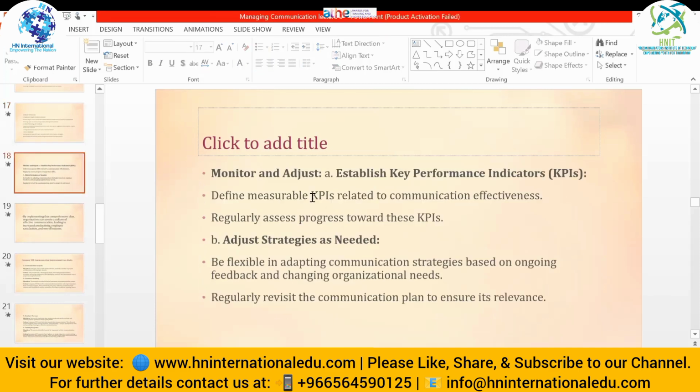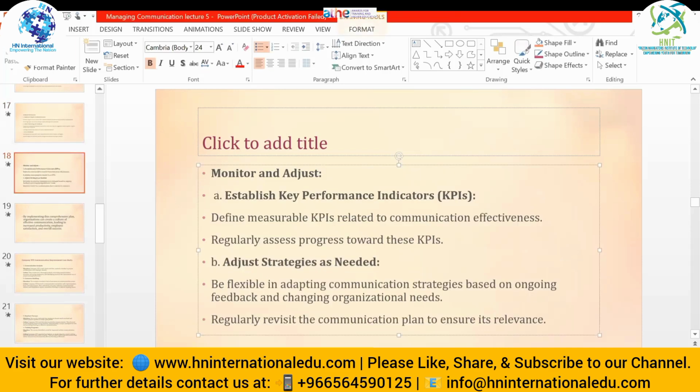Monitor and adjust. Here we are going to discuss the indicators. The KPI is the indicator related to communication effectiveness, and it regularly assesses the progress towards these KPIs. These KPIs were indicators with which we assess the performance of the workers. Be flexible in adapting communication strategies based on ongoing feedback and changing organizational needs. Regularly revisit the communication plan to ensure its relevance.